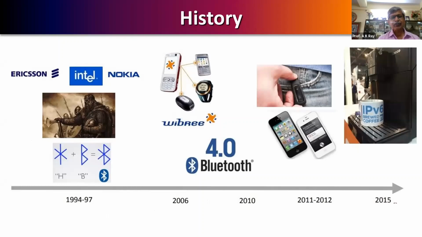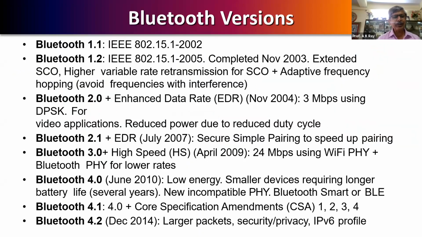So now it is Bluetooth 4. From 1.1 to today it is 4.2. As you can see, you can send a large number of packets through Bluetooth. IPv6, that protocol, so it's interesting. If you see how it has evolved from 2002, 2005, 2007, then somebody may think that, okay, today we don't require this.